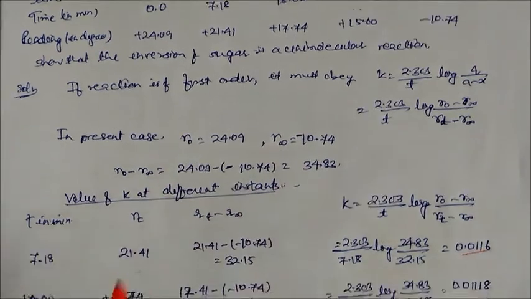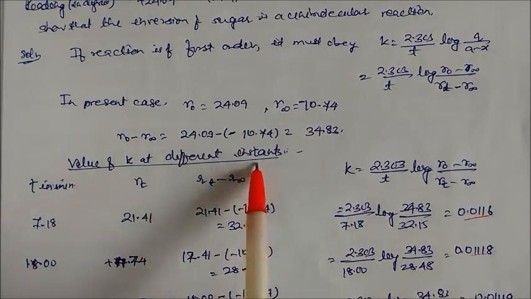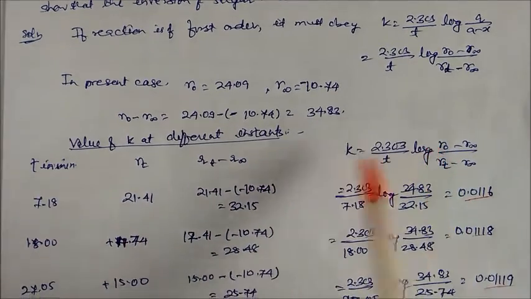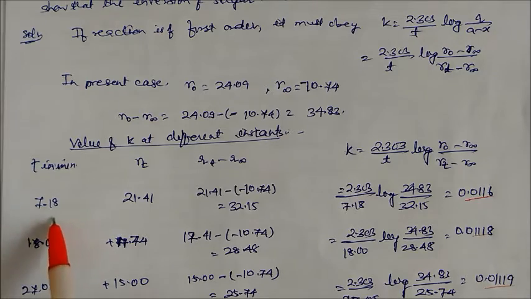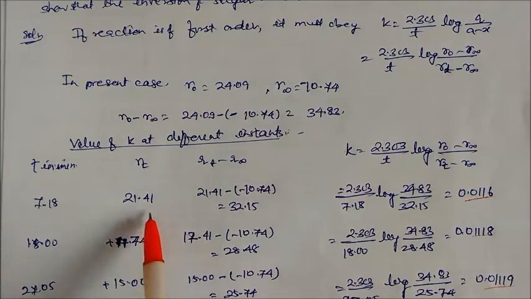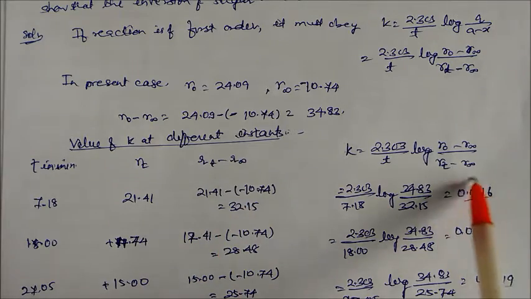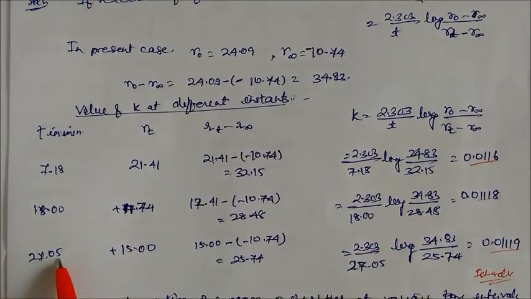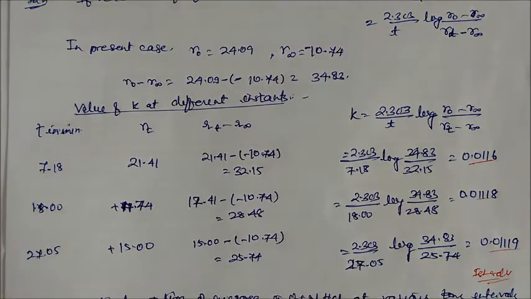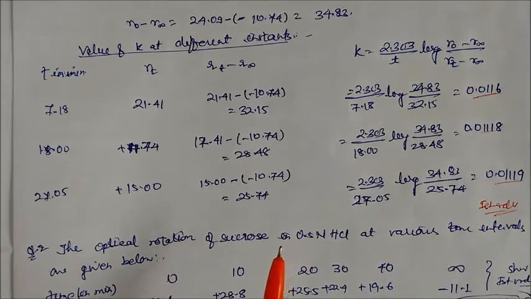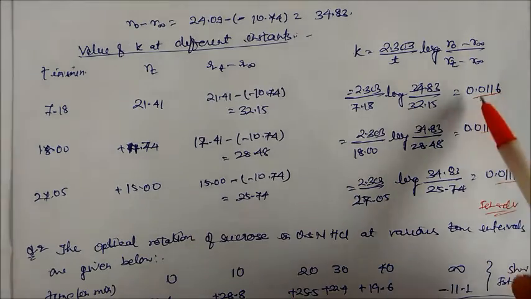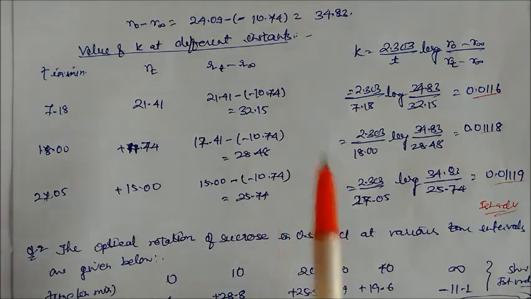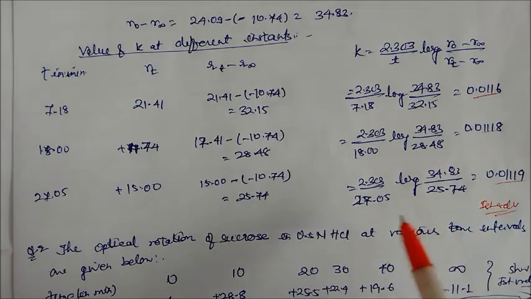So use the value of K at different instants. So this is T, RT minus R infinity, and K equal to this much value. If we take 7.18 minutes, this is the RT value, subtract it, put this value, and you will get this value. Similarly for 18 minutes you will get this much value, and for 27.05 minutes you will get this much value. If you compare these values, you can see all values are almost constant. Almost constant means the inversion follows first order kinetics.